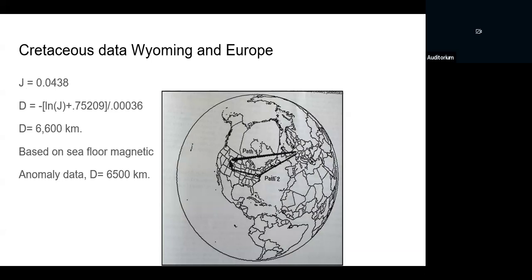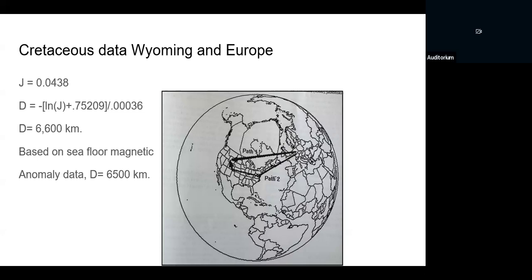And what I can do is invert it. I can get data in the past for the Cretaceous, for Wyoming and Europe, and I can calculate what the distance should be between them. And what I ended up with was an estimate of about 6,600 kilometers. I remember getting this result in 2008, and I'm going, oh my gosh, if you look at the separation from magnetic seafloor anomaly, you get 6,500 kilometers. And I'm going, wahoo, it works. I'm actually getting data that's similar to what you would expect from the oceanographic data.